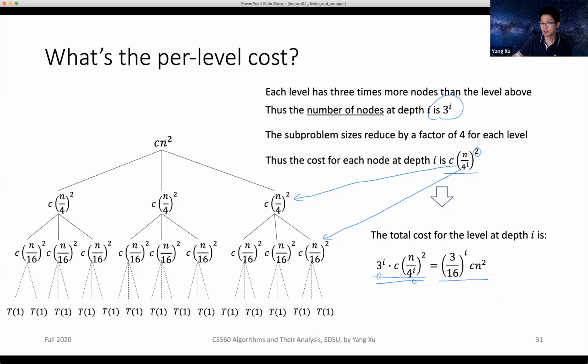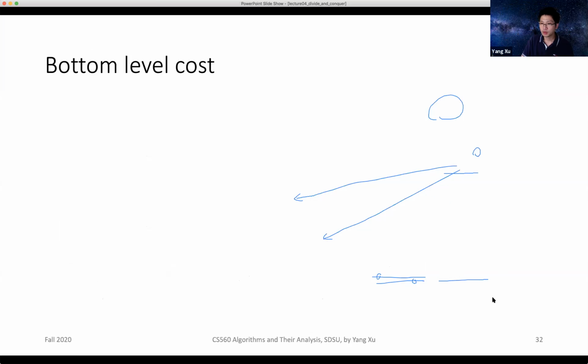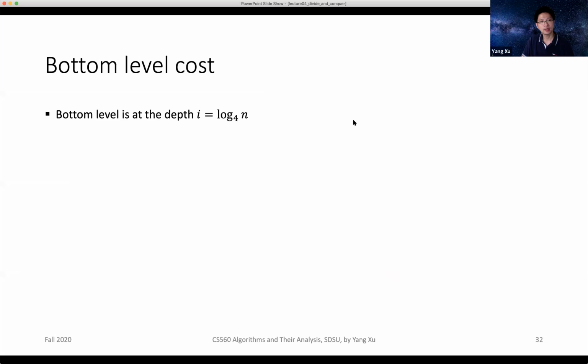Yes, each split will result in 3 nodes because of the 3 in front of the T in the original equation. That's correct. The number of nodes will increase by a factor of 3 whenever we do the split. All right, so let's carry on to the next step. We're almost there. Now we collect all the facts and put them together.